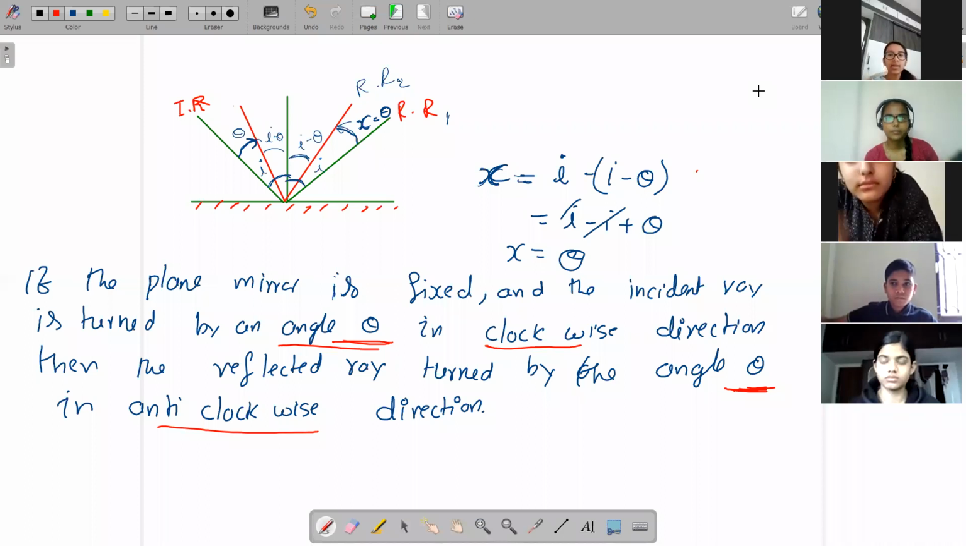For ray 1 and ray 2, the value is theta, ma'am. So for reflected ray 1 and reflected ray 2 also we can write theta only, without solving. Yes, I didn't solve anything, you can just see the figure and write.